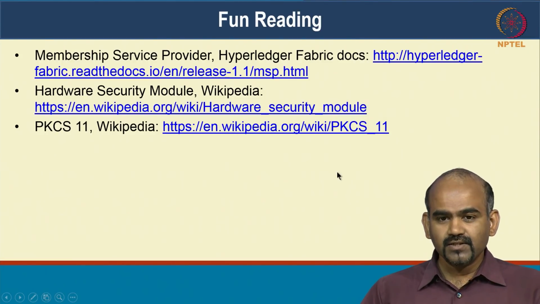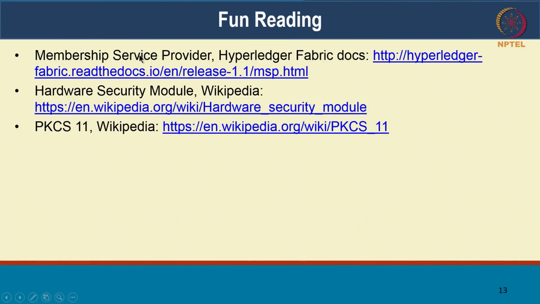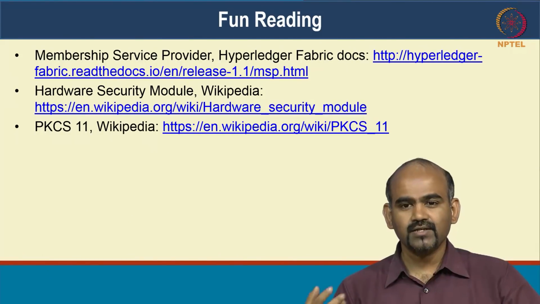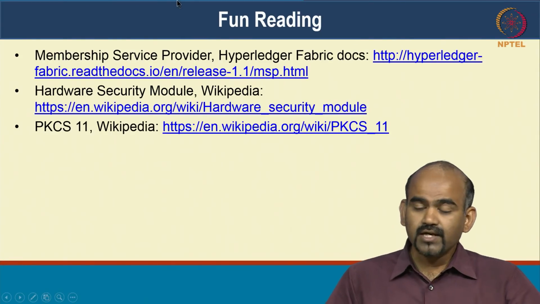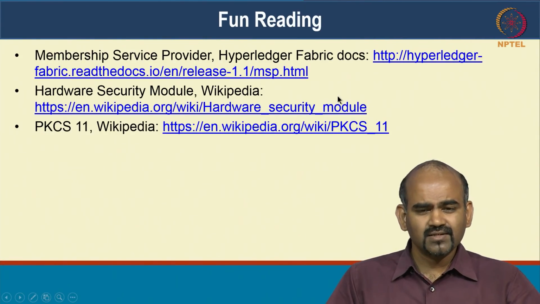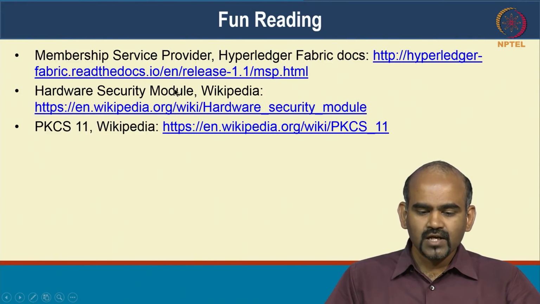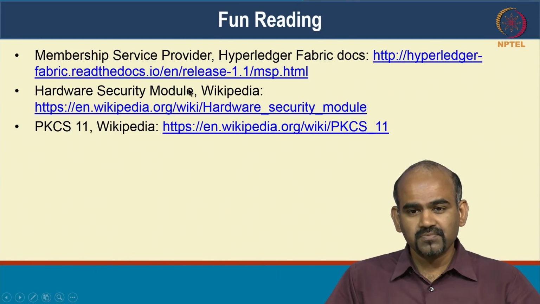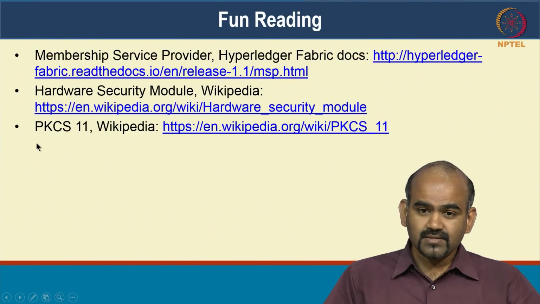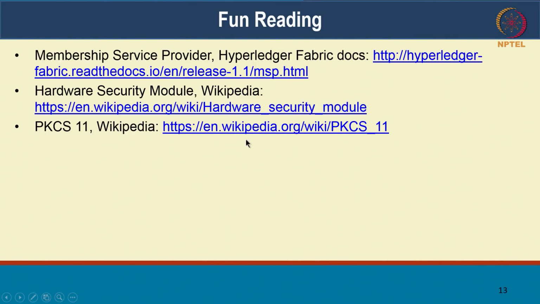So some reading material on this. The MSP itself is a slightly sophisticated concept, I would say, about how to abstract different notions of identity and membership on Hyperledger Fabric. You can read up the Fabric documentation on that, which gives you some examples as well. If you are not aware of what hardware security modules are, I would encourage you to look up the Wikipedia article on it. It gives you a good overview. And the PKCS standard is also a good read. Just look that up on Wikipedia, you'll understand what that is about.